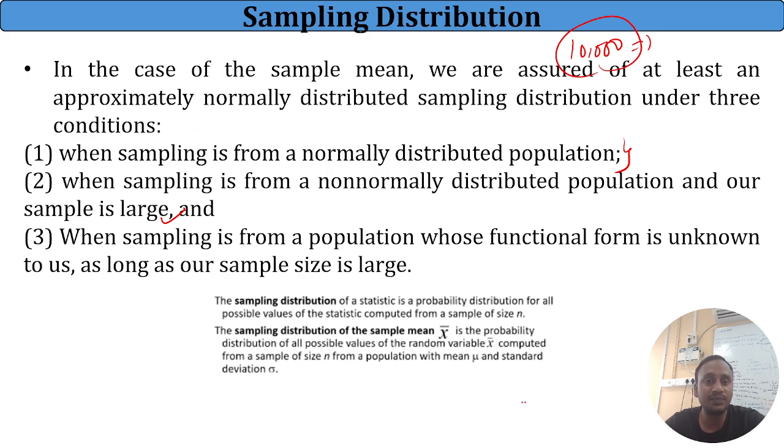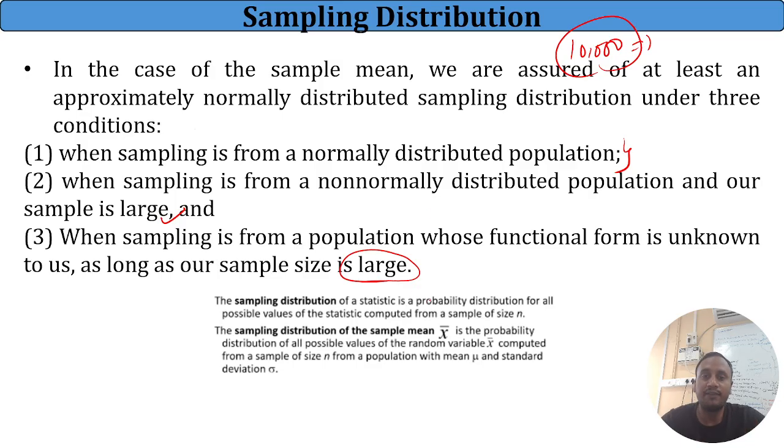The third case is when sampling is from a population whose functional form is unknown to us, as long as our sample is large. The second and third cases are similar and complement each other. For any population, if the sample is sufficiently large, the sampling distribution will fall under the category of normally distributed.